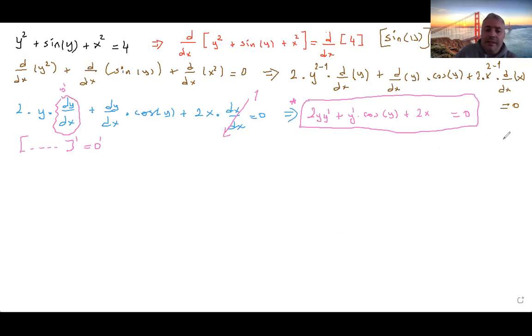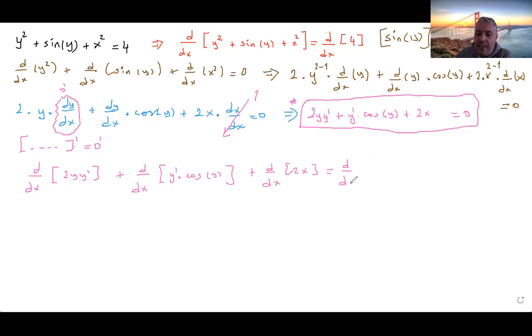Okay. Now, this is my first derivative. The derivative of the first derivative gives us the second derivative. So I should take the derivative of this. So I am writing again d/dx of 2y y prime, plus d/dx of y prime times cosine of y, plus d/dx of 2x, equals d/dx of 0.